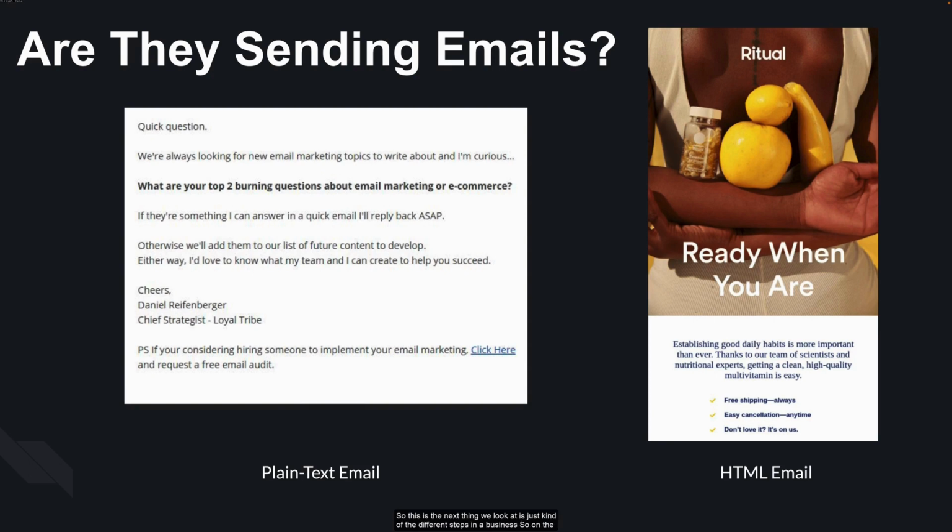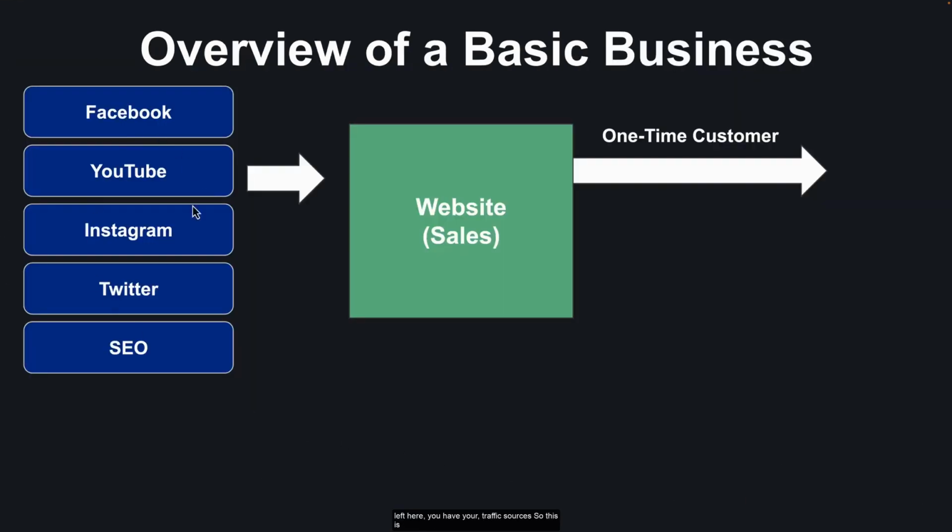All right. So the next thing we look at is the different steps in a business. On the left here, you have your traffic sources. This is where potential customers, clients, and leads are coming from. Then they come to the website, usually where sales are generated. We do e-commerce, but if it's a product sale, like a SaaS business, or a service business, usually people come through your website. And then on the other end, you get a one-time customer. So that's a basic business.